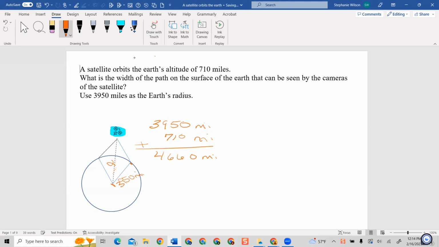So I have a hypotenuse and I have one of the sides of the triangle. Knowing this, I have the adjacent and the hypotenuse. That means I want to use the cosine, because we know the cosine is adjacent over hypotenuse. So let's plug in what we know. The adjacent is 3,950 and the hypotenuse is 4,660. Now I'm going to rewrite it here, just clean it up a little bit.